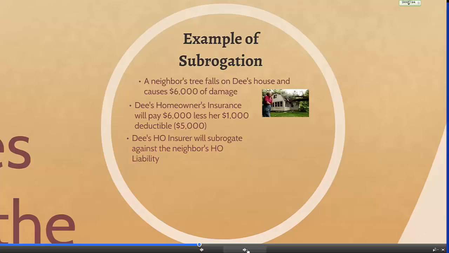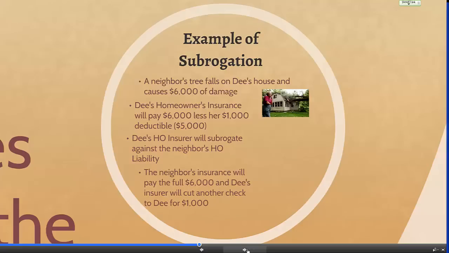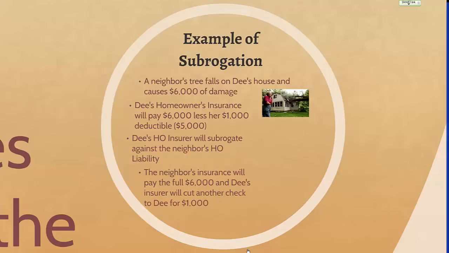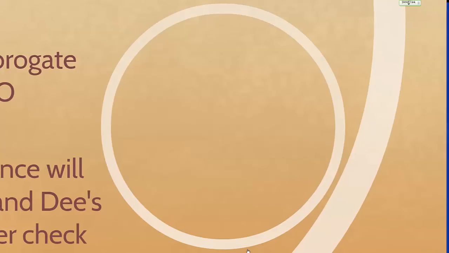Both the property insurance and the liability insurance are part of a typical homeowner's insurance policy, which you'll see in just a few chapters. The neighbor's insurance will pay the full $6,000, and Dee's insurer will cut another check to Dee for the $1,000 deductible. Let's now look at the purpose of subrogation.